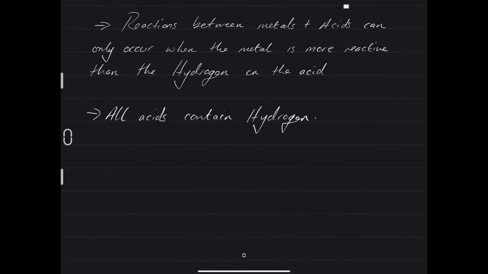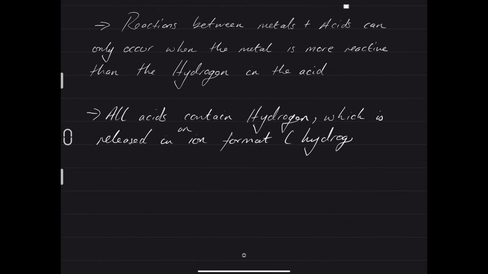So we say that all acids contain hydrogen, which is released in an ion format. Hydrogen ions are released in ion format when dissolved in water.